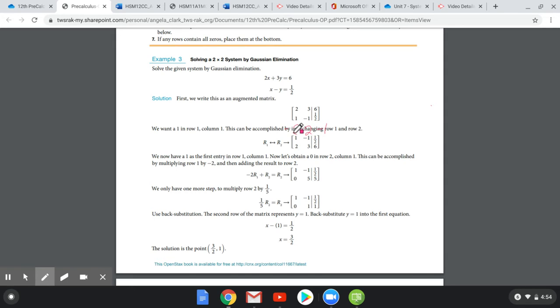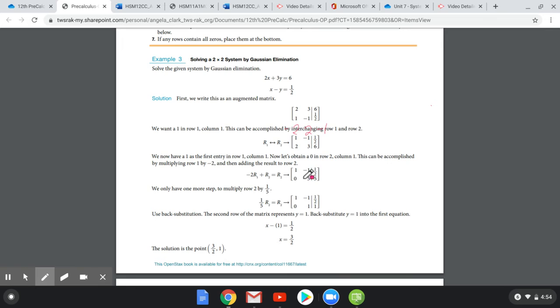And then we're going to add this new row with this row, and we're going to put it in row 2. So -2 plus 2 is 0, which is exactly what we wanted. The whole reason that we multiplied by -2 was so that we could get this to be 0. 2 plus 3 is 5. -1 plus 6 is 5. So this is our new row 2. Row 1 stayed the same because the only thing we were trying to change was row 2.